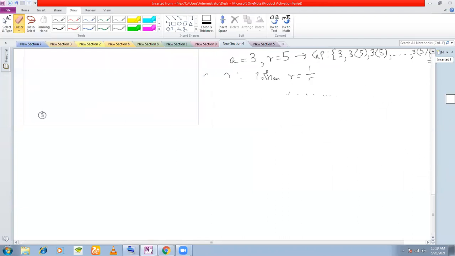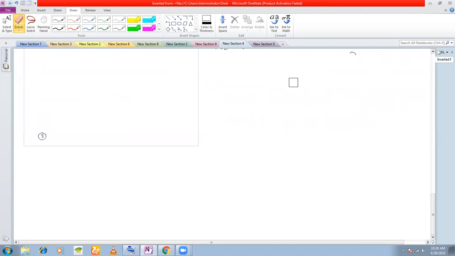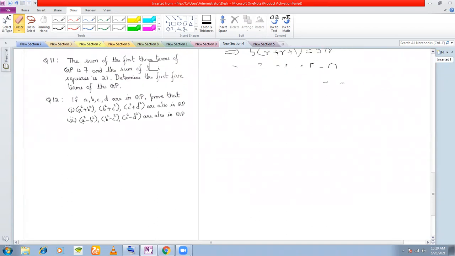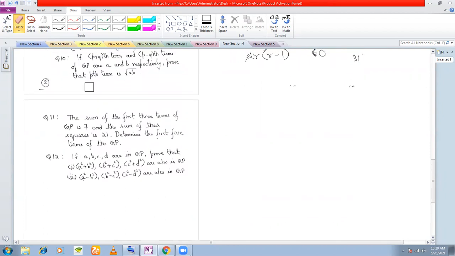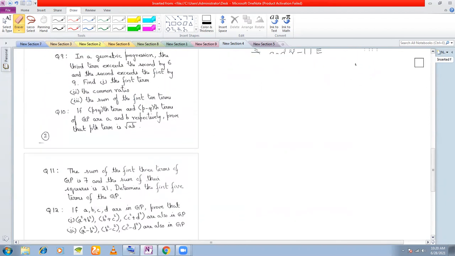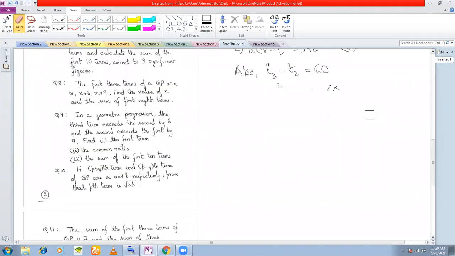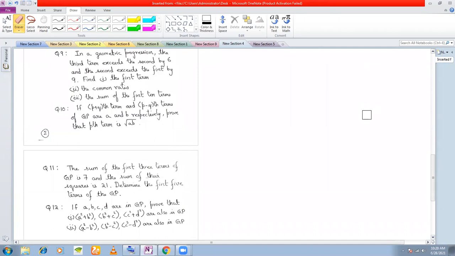We move on to the next question. You had to find out the sum of the first 10 terms also here. So let me find out the sum of the first 10 terms.